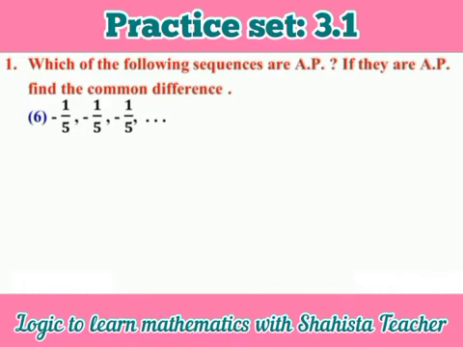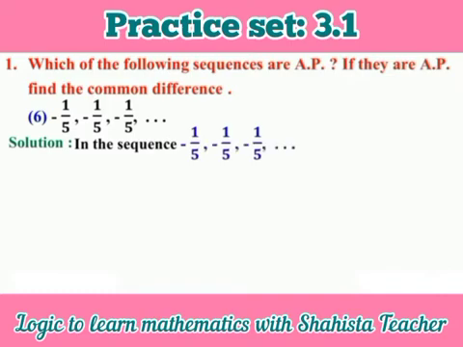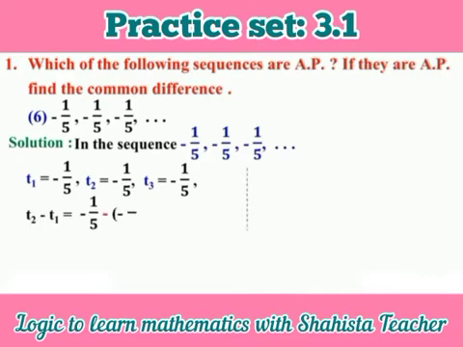Sub question 6 says minus 1 upon 5, minus 1 upon 5, minus 1 upon 5. In the sequence, here T1 is equal to minus 1 upon 5, T2 is equal to minus 1 upon 5, T3 is equal to minus 1 upon 5. Here T2 minus T1, that is equal to minus 1 upon 5 minus 1 upon 5, which gives us 0. After subtracting, we get minus 1 upon 5 plus 1 upon 5. So negative, positive, so 0.